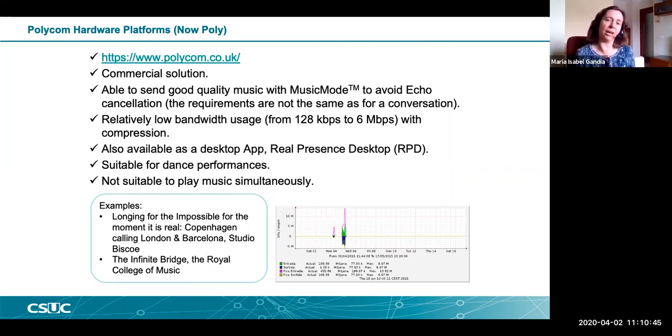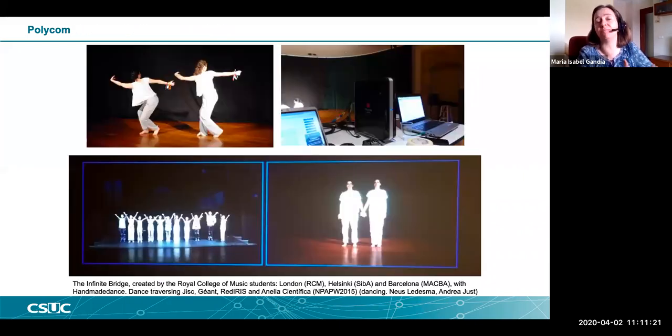Some examples that we have done with this tool: I'm Longing for the Impossible, for the Moment It Is Real, with the Royal Danish Academy of Music and Studio Visco, and with the Danish Research and Education Network and the participation of all the research and education networks in Jan. And also the Infinite Bridge with the Royal College of Music in London. Here on the right is a snapshot of the network bandwidth occupancy when we did that. And the next slide has some images of this.